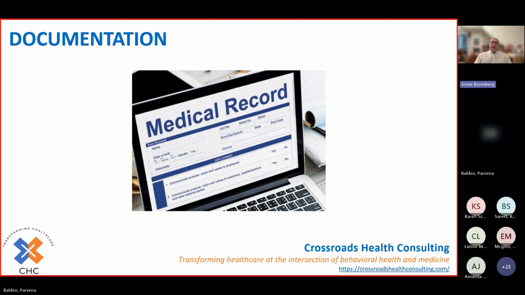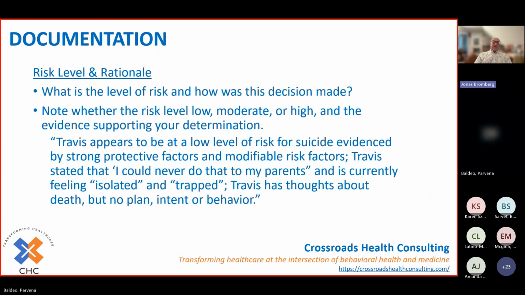I'm going to talk a little bit now about, we've gone through this assessment, we've determined risk, created a safety plan around that. What do we document? Next slide. So it's going to fall into four primary domains. The first having to do with the level of risk and what we've observed as the evidence supporting our determination of risk.